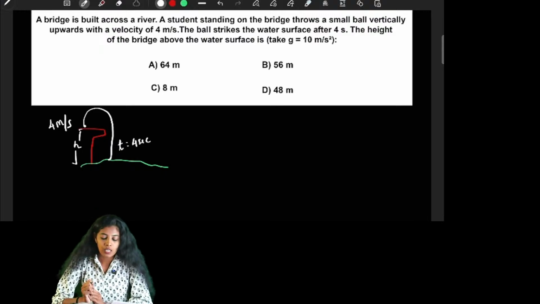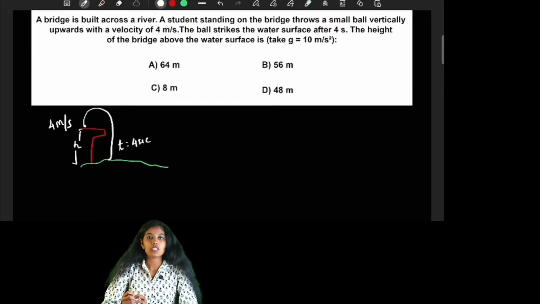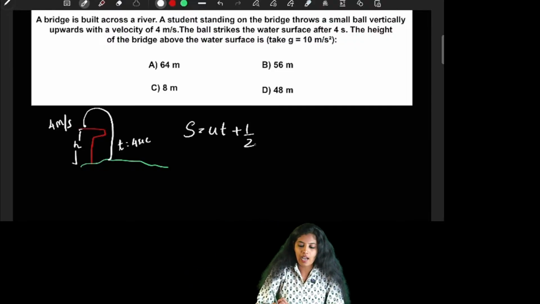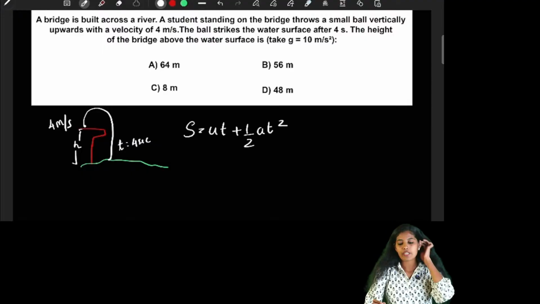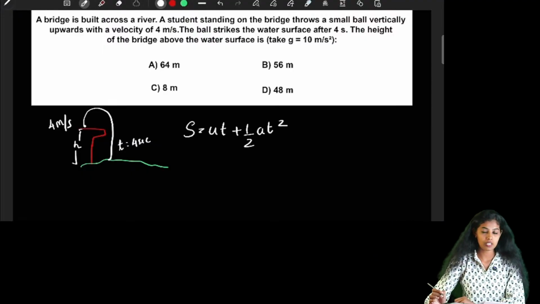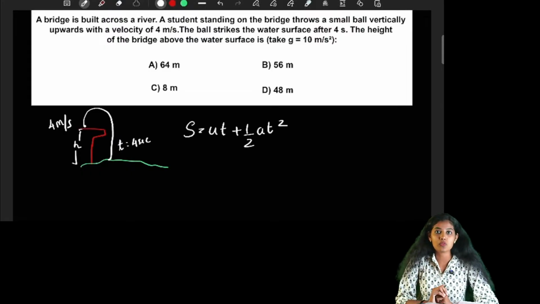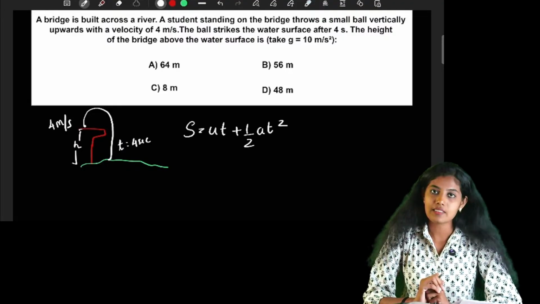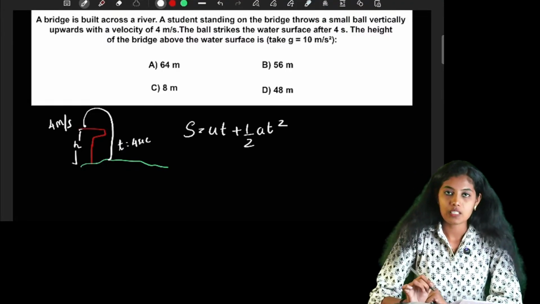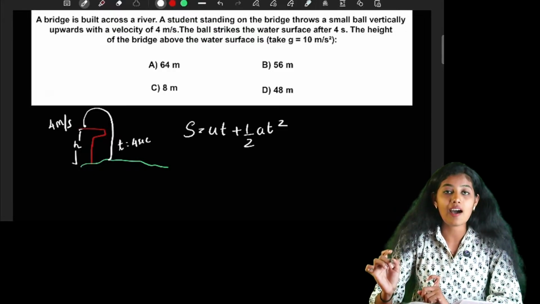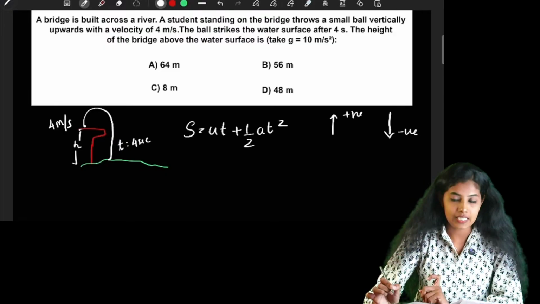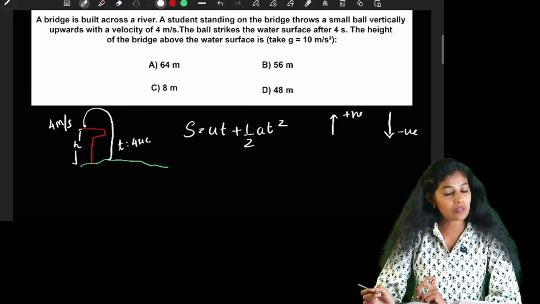From the equations of motion, we are given the initial velocity and the time, so we can use the second equation of motion, s equals ut plus half a t square. In this, we have time, acceleration, and initial velocity, and we find the displacement. Don't get confused: here, s refers to the displacement only, not the distance. That means s refers to the height of the bridge. If I take all the values in the upward direction as positive and all the values in the downward direction as negative, height will be negative and acceleration will also be negative.